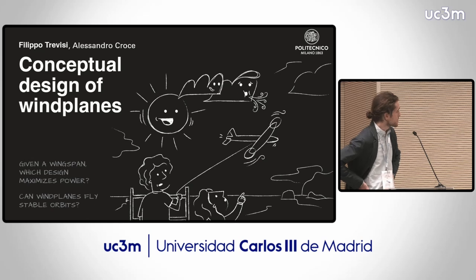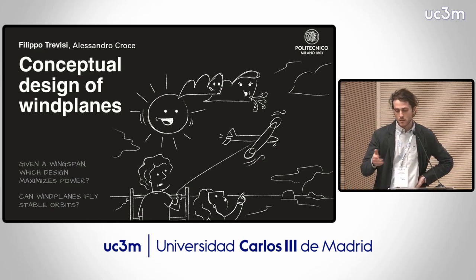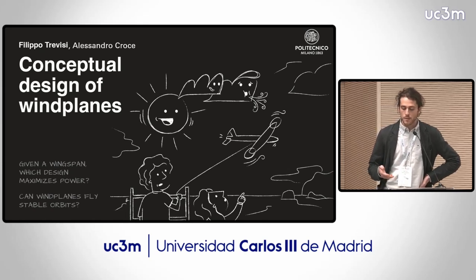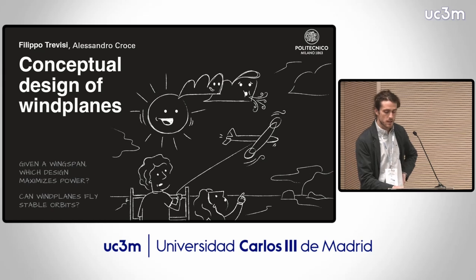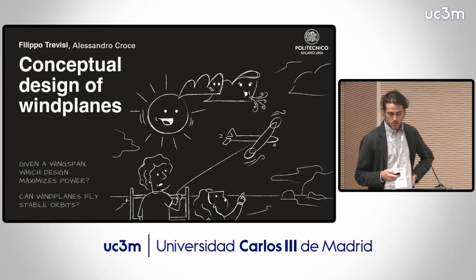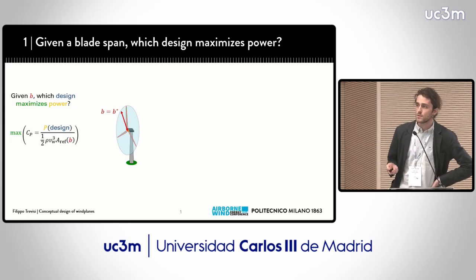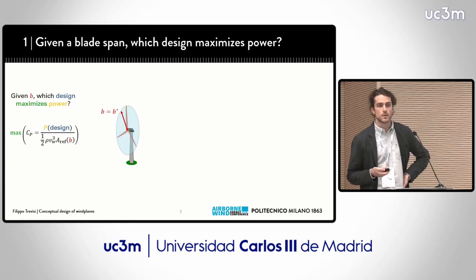My thesis is structured in two parts. The first part addresses the fundamental research question: given a wingspan, which design maximizes power? And the second: if windplanes can fly stable orbits. So let's go to the first research question by addressing a similar research question we went through in conventional wind.